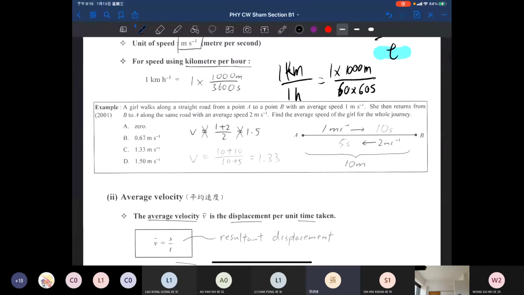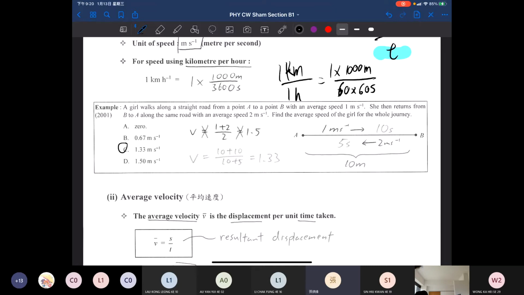A girl walks along a straight road from point A to point B with average speed 1 meter per second. She then returns from B to A along the same road with average speed 2 meters per second. Find the average speed for the girl for the whole journey. First, for example, it takes 10 seconds to go there, so the length would be 10 meters. If it is twice as fast, the time taken would be 5 seconds. So the total distance traveled would be 20, and the time taken would be 15. Then we can calculate the answer like that.